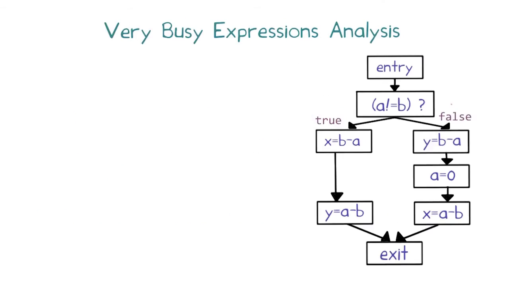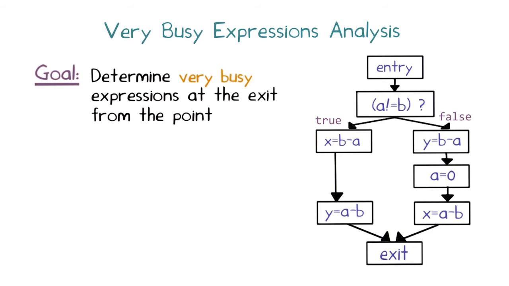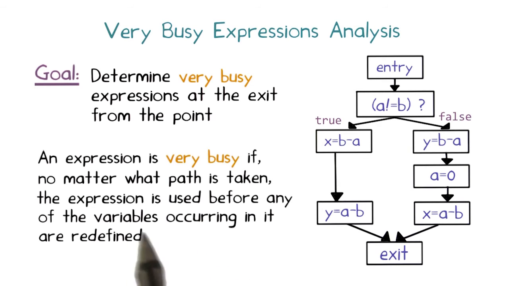Now let's move on to the second of the 4 classical data flow analyses. This one is called very busy expressions analysis. We'll present this analysis by following a recipe similar to the one we used to present reaching definitions analysis. The goal of very busy expressions analysis is to compute expressions that are very busy at the exit from each program point. An expression is very busy if, no matter what path is taken, the expression is always used before any of the variables occurring in it are redefined.